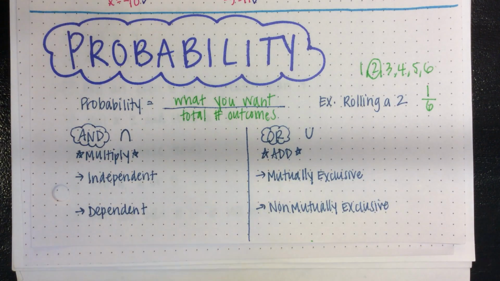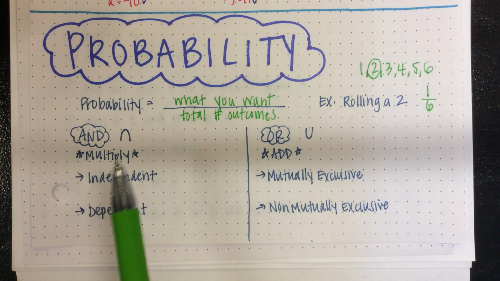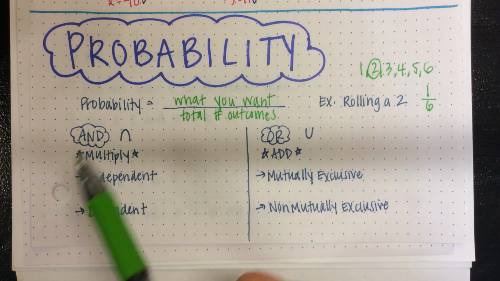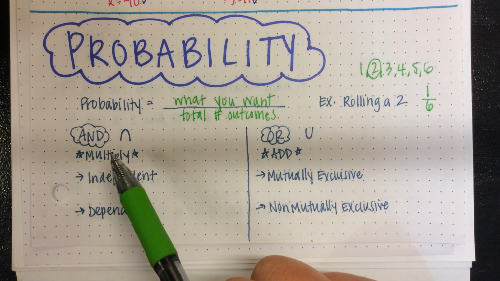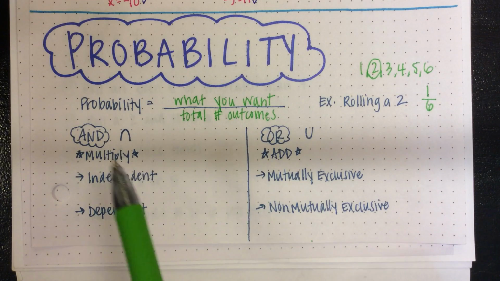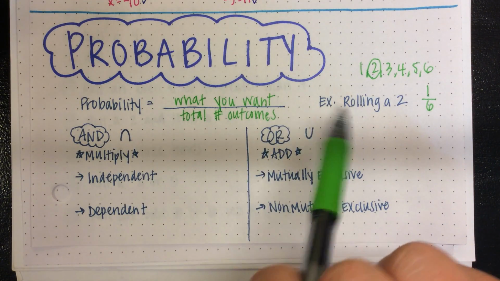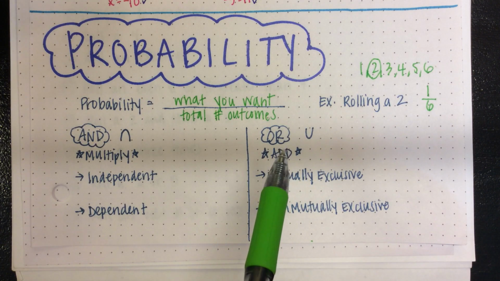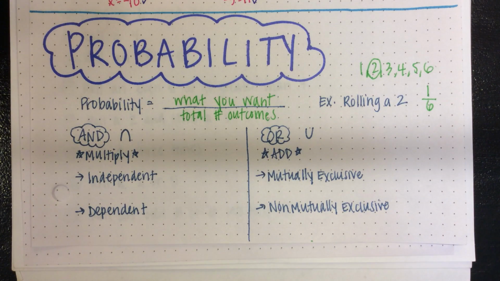We're going to have 2 scenarios, or 3 technically. It's going to be basic, like rolling a 2, or we're going to have 2 different events, 2 things happening. So it's going to be an "and" or an "or." For example, it might be rolling a 2 and rolling a 4, or it might be rolling a 2 or rolling a 4.